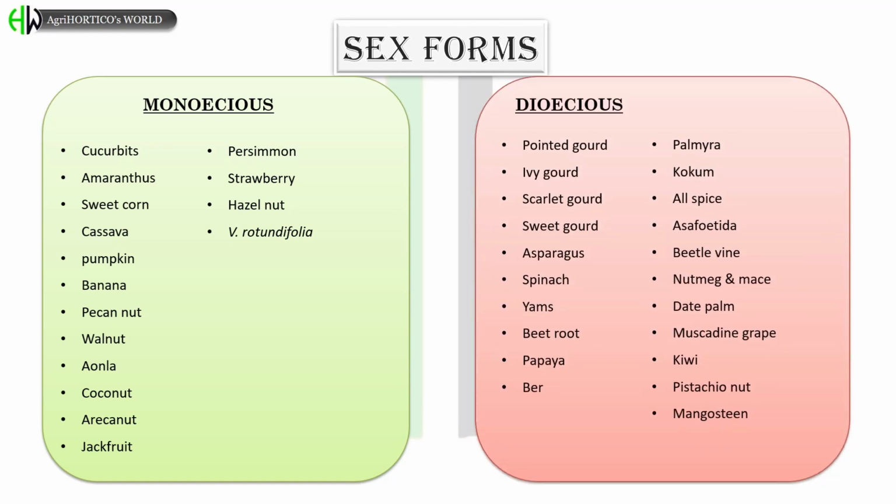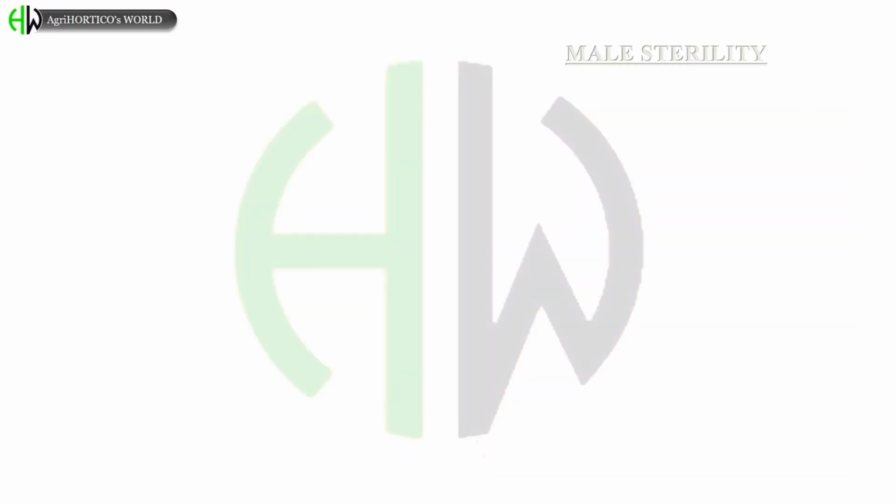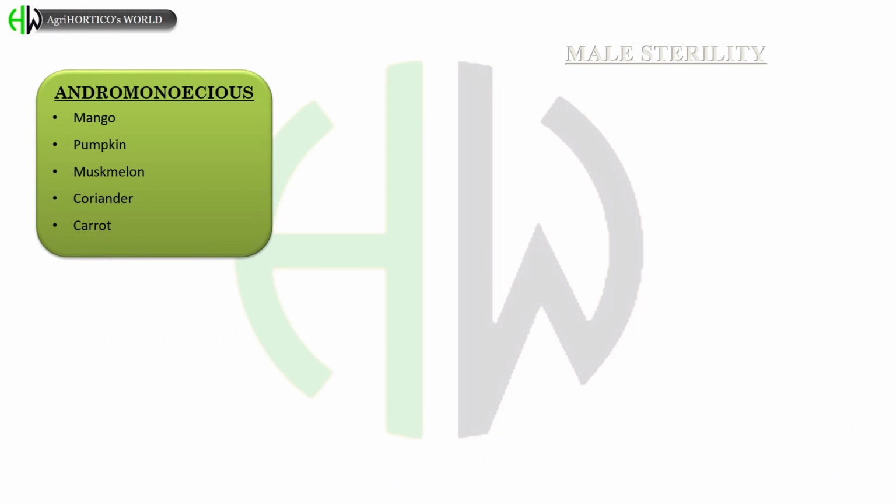And next one. Dioecious is the one where the male and female reproductive systems occur on separate plants, and the examples are pointed gourd, ivy gourd, scarlet gourd, sweet gourd, asparagus, spinach, yams, beetroot, papaya, bear, palmyra, kokum, allspice, asafoetida, betel vine, nutmeg, date palm, muscadine grape, kiwi, pistachio nut and mangosteen. It is really important to memorize these examples.